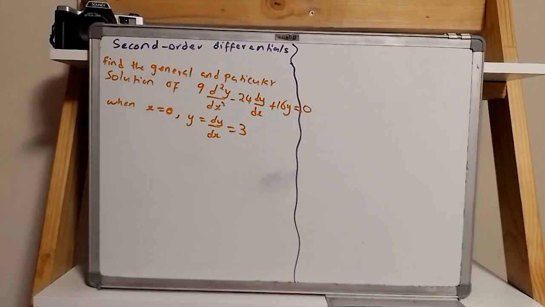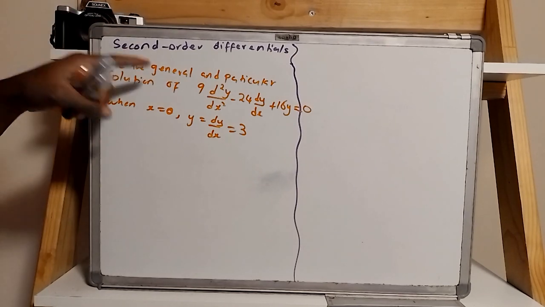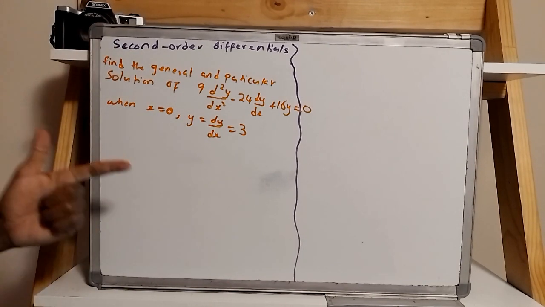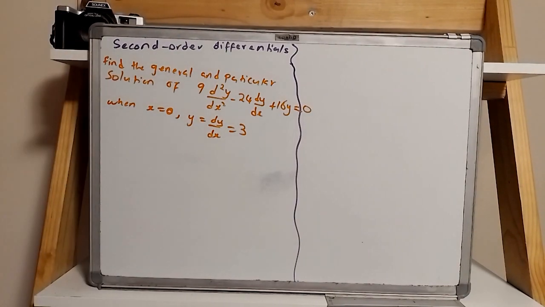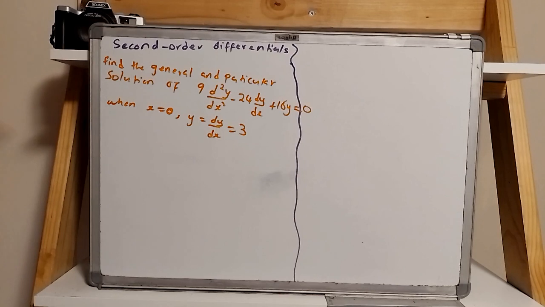Okay, let's get to it. They say find the general and the particular solution of 9 d squared y over dx squared minus 24 dy over dx plus 16y, which is equal to 0. After determining the general solution, they say also determine the particular solution when x is equal to 0, y should be equal to 3, and dy over dx should also be equal to 3.